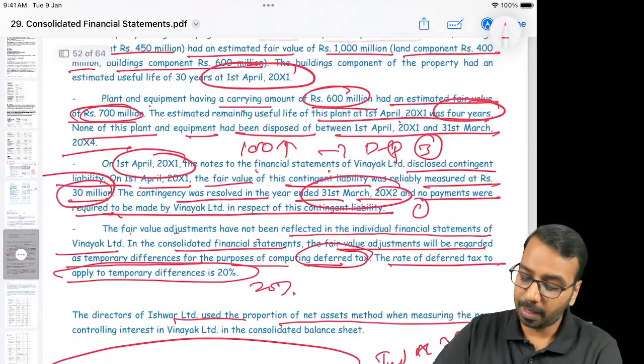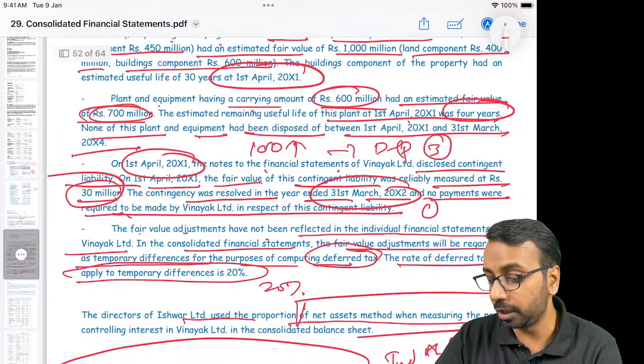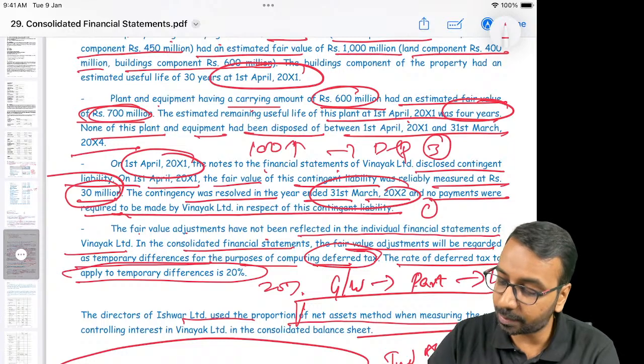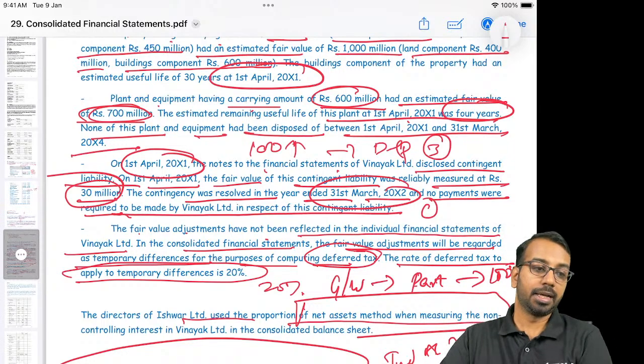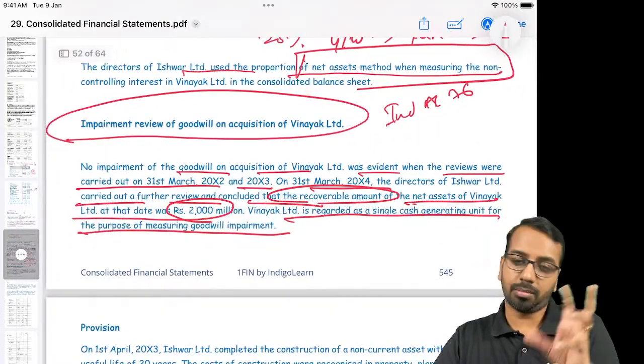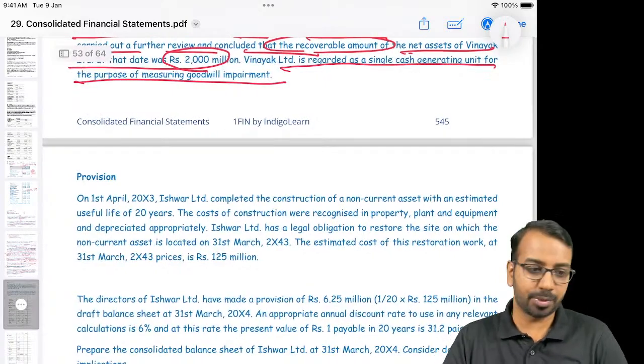Now here, please understand, they use proportionate net asset method. So whatever goodwill you have, that goodwill is part goodwill, we have to gross it up and make it 100% goodwill. So this is an independent concept coming from Ind AS 36. I don't think they'll make such a complicated question for Ind AS 110 for the examination.